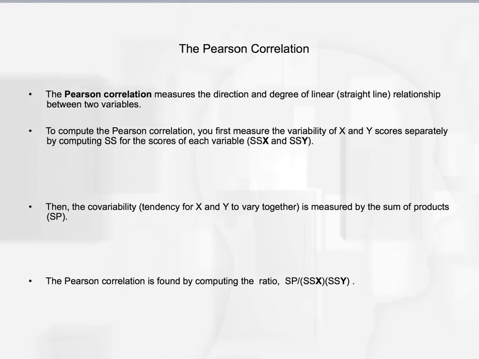And it's measuring the degree of linear relationship. Don't forget that. It's always measuring the degree of a linear relationship. There can be a relationship between two variables, a very strong relationship, but it could be nonlinear, and the Pearson correlation won't tell us that.